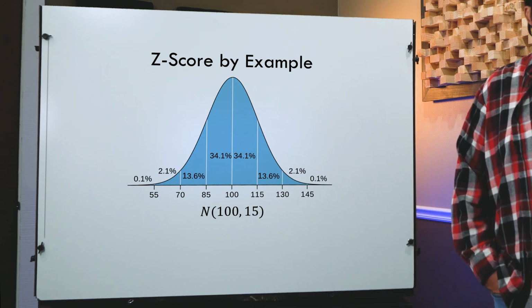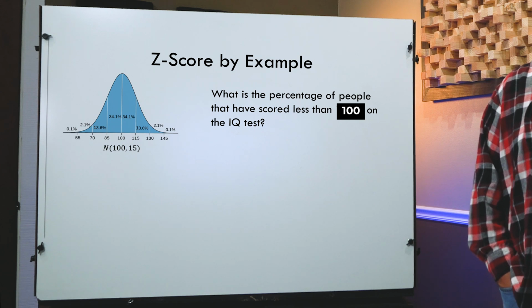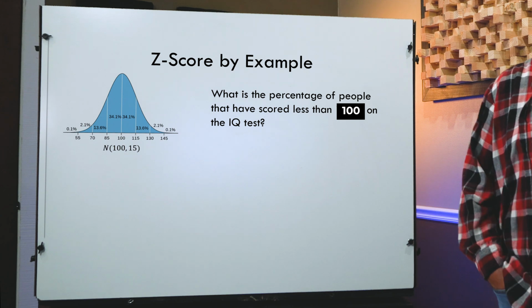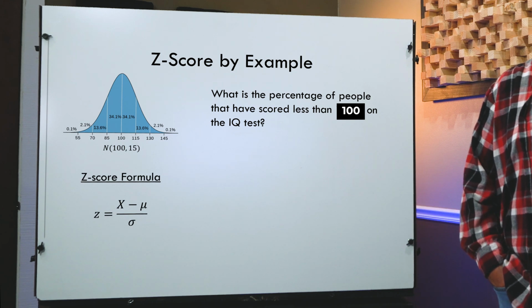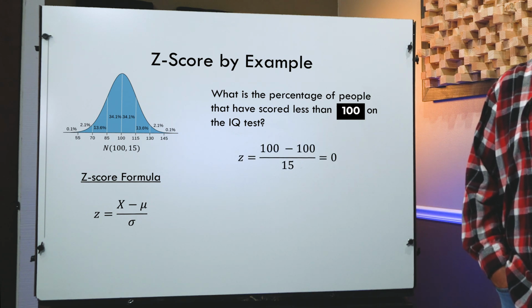Let's answer some questions. Let's start with an easy one. Suppose we want to know what percentage of people have scored less than 100 on the test. Since the distribution is symmetric about the score of 100, maybe you would guess that it'll be roughly 50% of the people. Let's apply the z-score formula and look at a standard normal table to find out the answer. First, the z-score. Z equals 100 minus the mean of 100 divided by 15. The result would be 0.